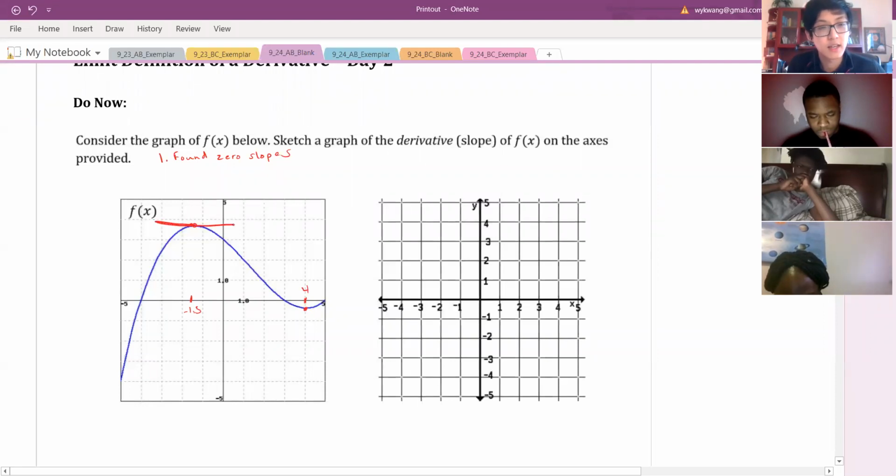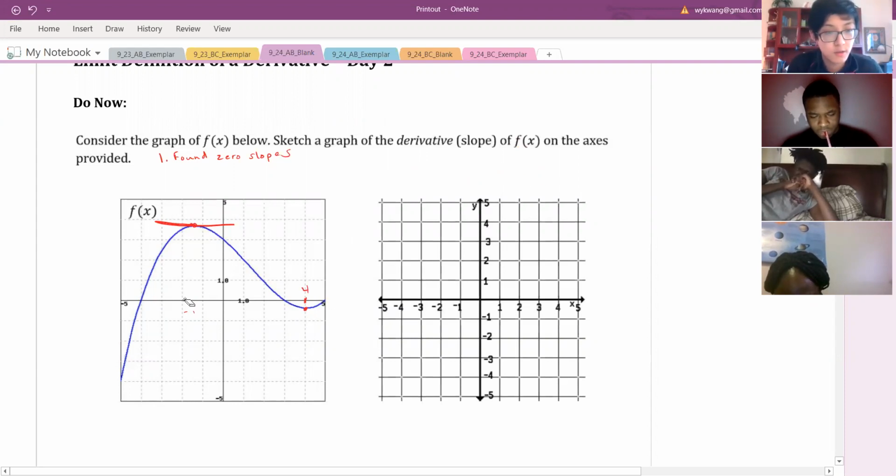Also, for me, I just try to envision the tangent lines, and I know that at the top of hills and at the bottom of valleys, there's always going to be a horizontal tangent line. And zero slopes are horizontal tangent lines, right? Because when a tangent line is horizontal, that means it's not increasing or decreasing. So it has a zero slope.